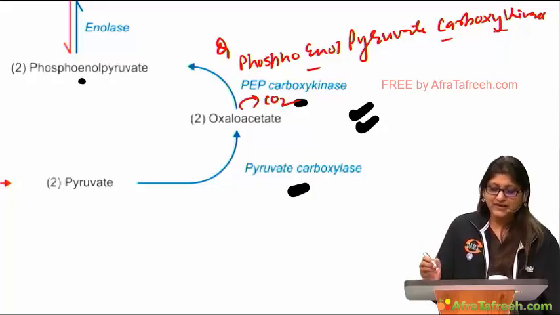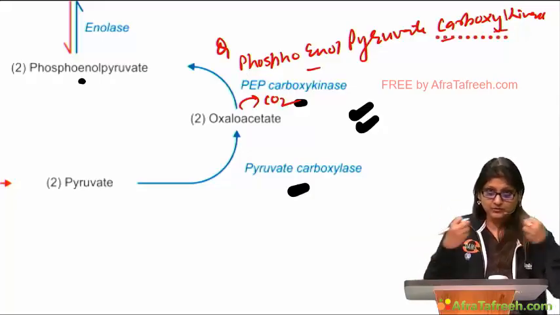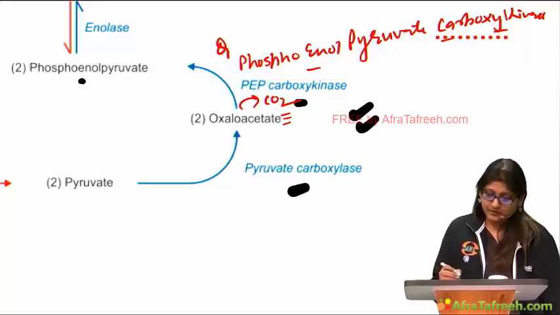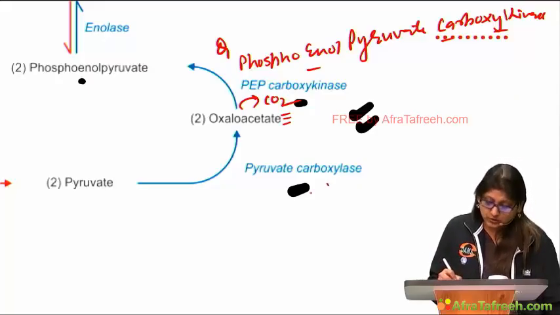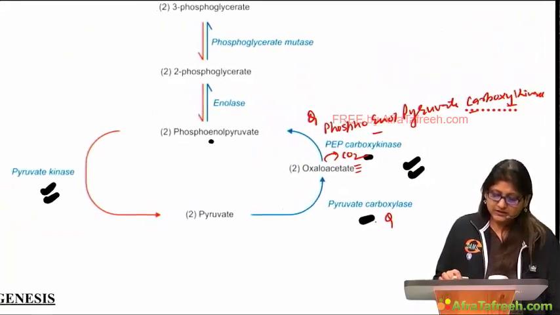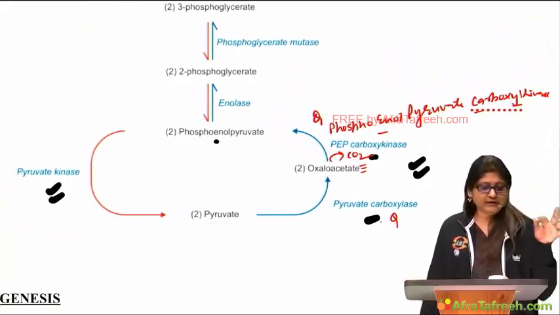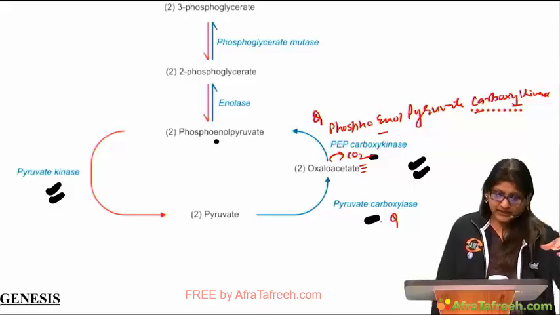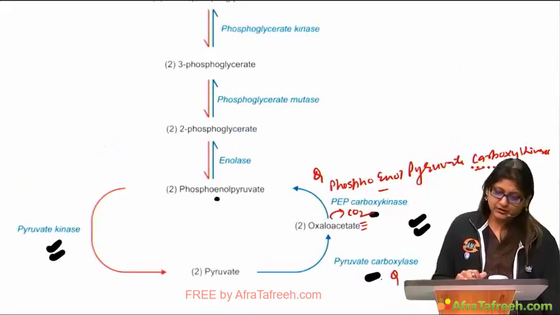PEP carboxykinase is not adding carbon dioxide. It's removing the carbon dioxide. Decarboxylation. It's a gluconeogenic enzyme. Pyruvate carboxylase is also a gluconeogenic enzyme, right? So these enzymes are important for shunting the pyruvate kinase reaction in gluconeogenesis.